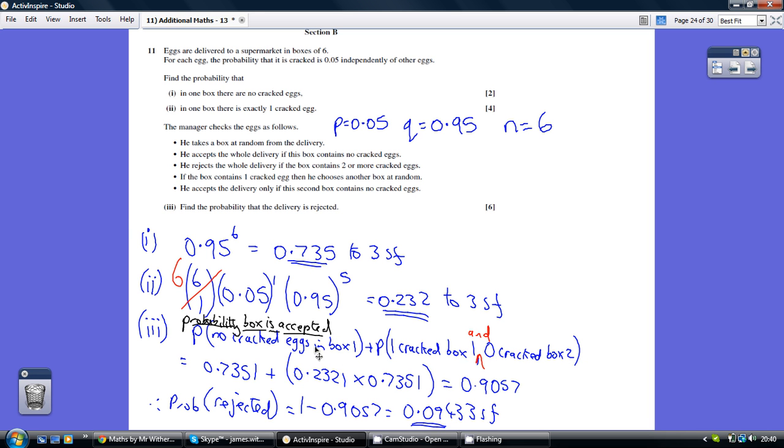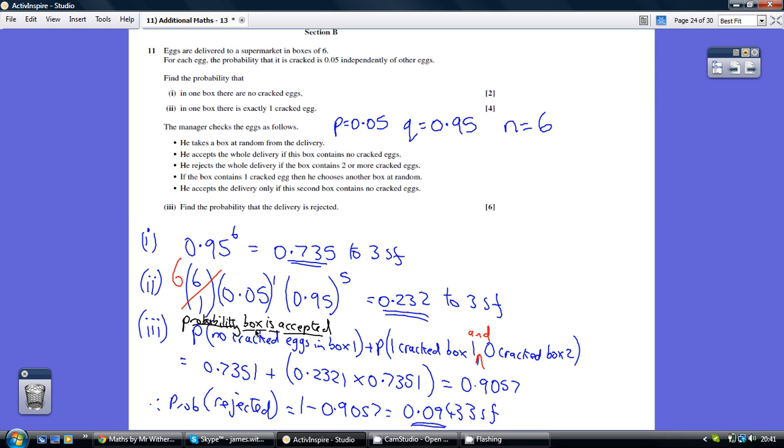So the probability of no cracked eggs in box 1, well, that's what we worked out in part 1, 0.7351. And then the second bit, we need to have one cracked egg in box 1, which we've just worked out in part 2, being 0.2321. And no cracked eggs in box 2, which again is our answer, 0.735. Now remember, where it's an and, we multiply. One cracked egg in box 1 and no cracked eggs in box 2, so 0.2321 times 0.7351.